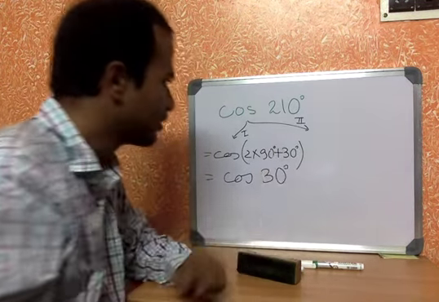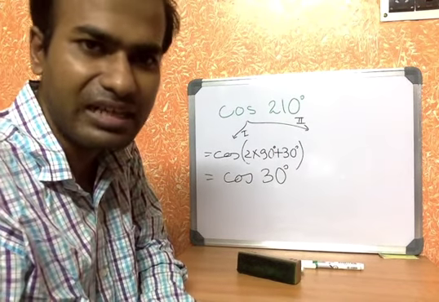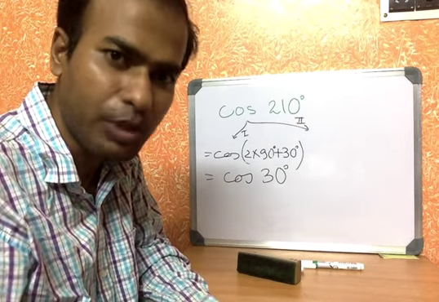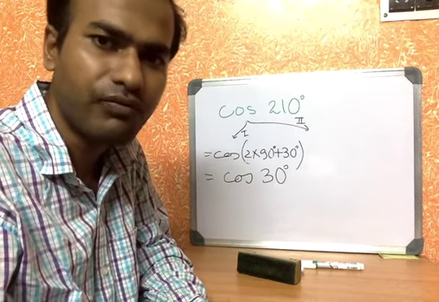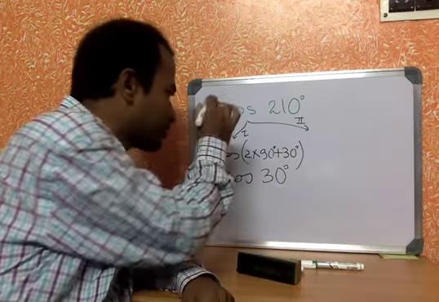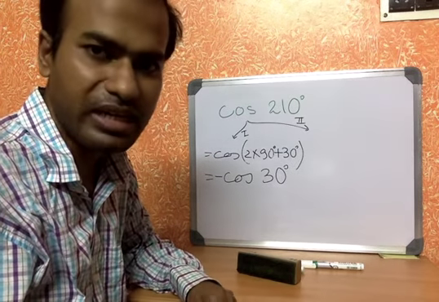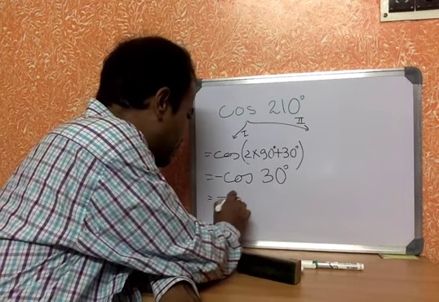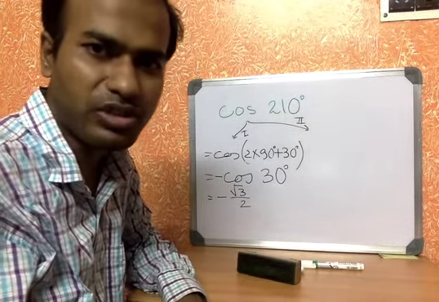Now cos of 2 into 90 plus 30, that means cos 210 degree, lies in the third quadrant where cos is negative, because we know the all sin tan cos rule. Cos is positive in the first as well as in the fourth quadrant. In the third quadrant it is negative, therefore it will be minus. Now what is the value of cos 30 degree? Cos 30 degree value is root 3 by 2. So the answer will be minus root 3 by 2.